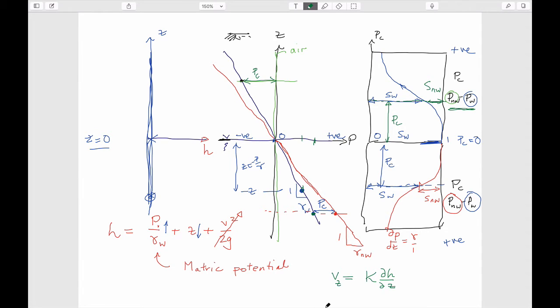Stop putting your hand up, just shout. The differences between those 2 points divided by the distance between them. Yeah, but that's in terms of pressure. So yeah, that's what it is. So what is the magnitude of the head gradient?